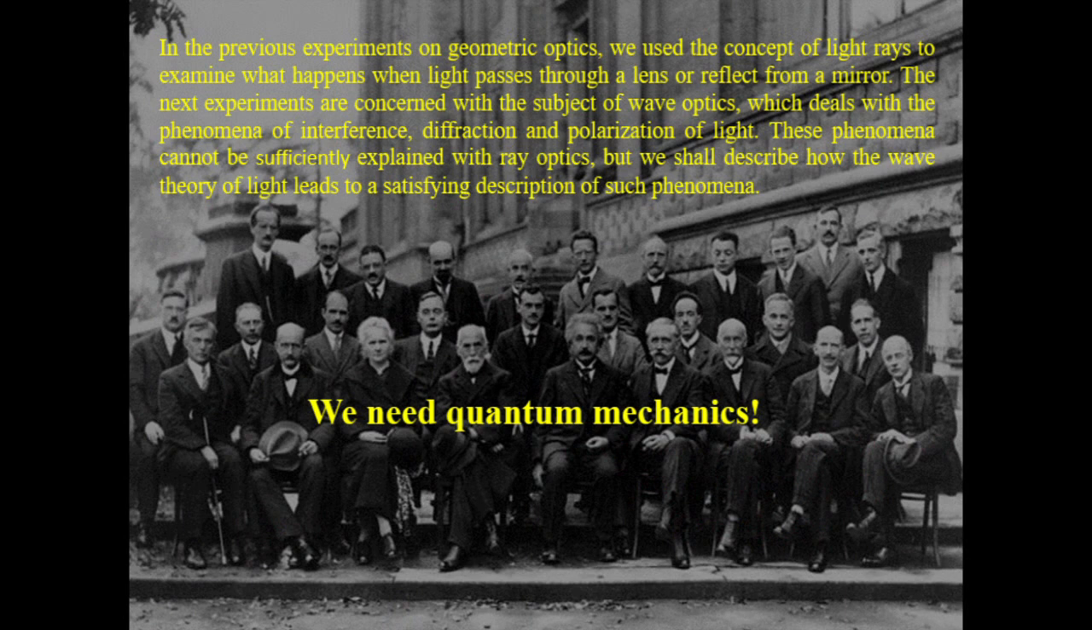In the previous experiment on geometric optics, we used the concept of light rays to examine what happens when light passes through a lens or reflects from a mirror. The next experiments are concerned with wave optics, which deals with the phenomena of interference, diffraction, and polarization of light. These phenomena cannot be sufficiently explained with ray optics, but we shall describe how the wave theory of light leads to a satisfying description of such phenomena.